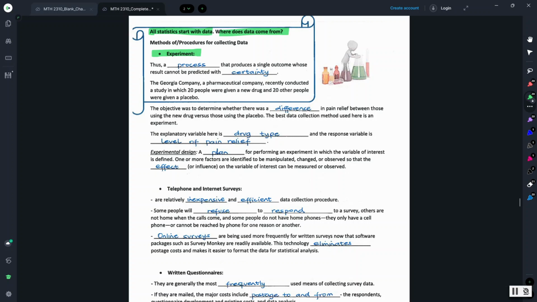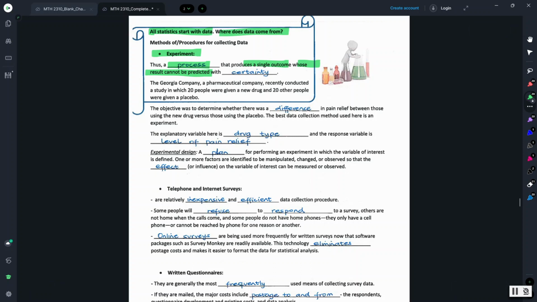You see, many of the drugs that we take come with a prescribed dosage. How do they get that dosage? It comes from an experimental process. So, statistically speaking, what is an experiment? An experiment is a process that produces a single outcome whose results cannot be predicted in advance with certainty.